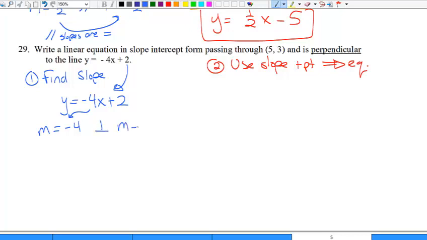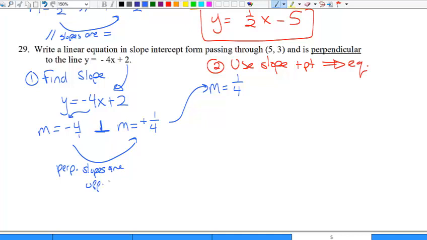So what is perpendicular to it? Well, perpendicular slopes are called opposite and reciprocal. So negative turns to positive, and 4 over 1 turns into 1 over 4. So my slope is 1/4. Just as a reminder, this symbol is perpendicular, by the way. So perpendicular slopes are opposite reciprocal. So top to bottom, bottom to top, and opposite means positive to negative, negative to positive.